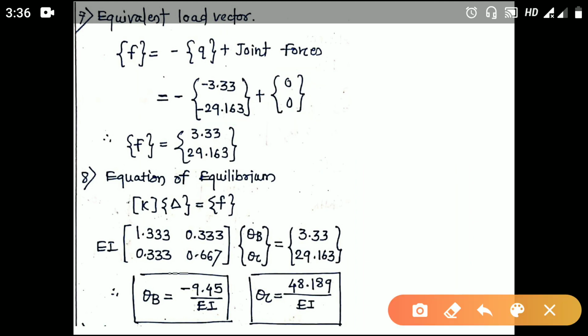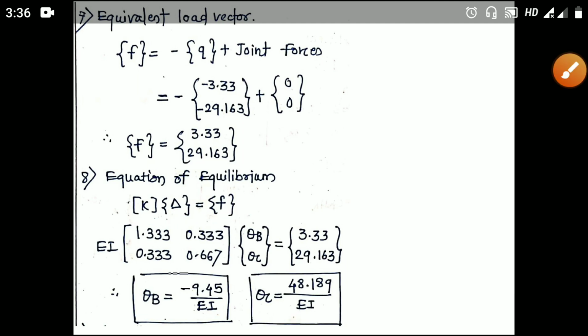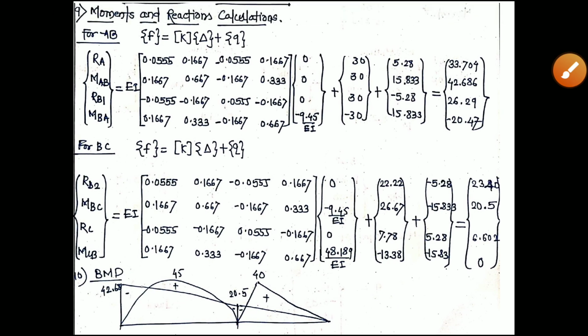Next, get this F matrix, that is this one. Then apply the equation and get the unknowns, that is theta B and theta C. So theta B is equal to minus 9.45 upon EI, and theta C is equal to 48.189 upon EI. The EI value is given, so you can divide by it and get the final quantities theta B and theta C, or else you can keep them as they are.